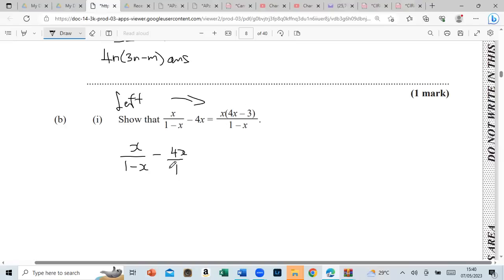So I want to get it like this, right? Since we add and subtract, the LCM will be 1 minus x. We multiply, and this is going to give us x. 1 into this leaves 1 minus x. Four x times 1 is minus 4x, and 4x times minus x should give us 4x squared.